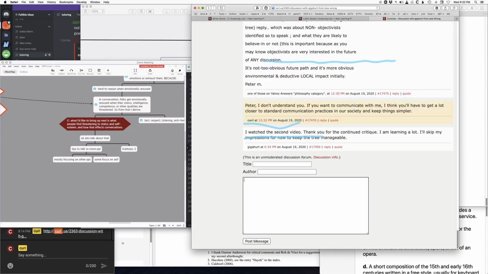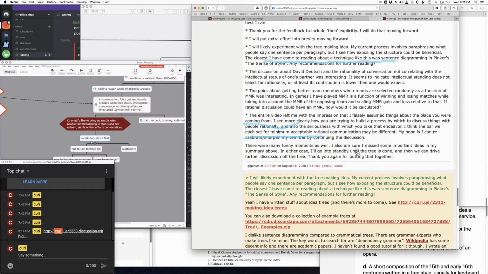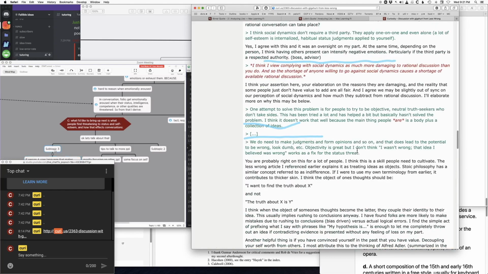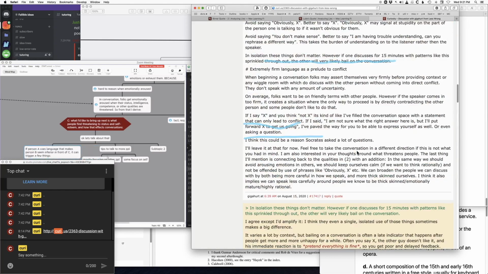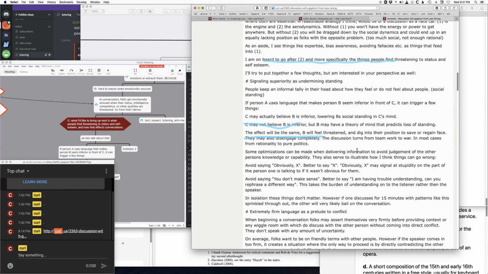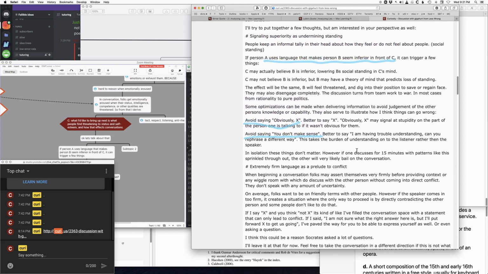First in A, it can trigger a few things. Okay. So I think this is a thing, and then this is about talking about it more. And then it makes me actually believe he was inferior. Oh, I lined my underlines up again. Okay. Avoid saying obviously X. This is a tip.